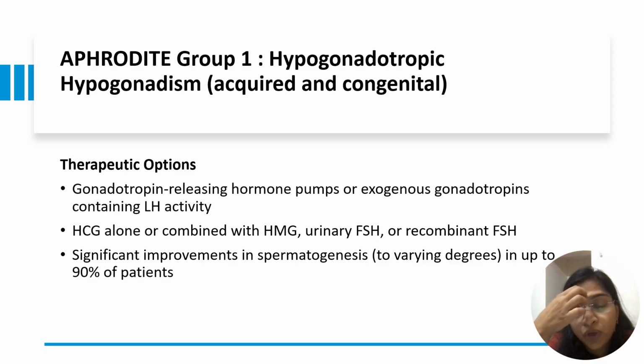So what are the therapeutic options available? We can give GnRH pumps or exogenous gonadotropins that contain LH activity. So hCG injections have LH activity, so we have to give hCG either alone or combine it with FSH, that is HMG, urinary FSH or recombinant FSH. It has been found that there is a significant improvement in spermatogenesis to varying degrees in up to 90% of patients. So it is beneficial.